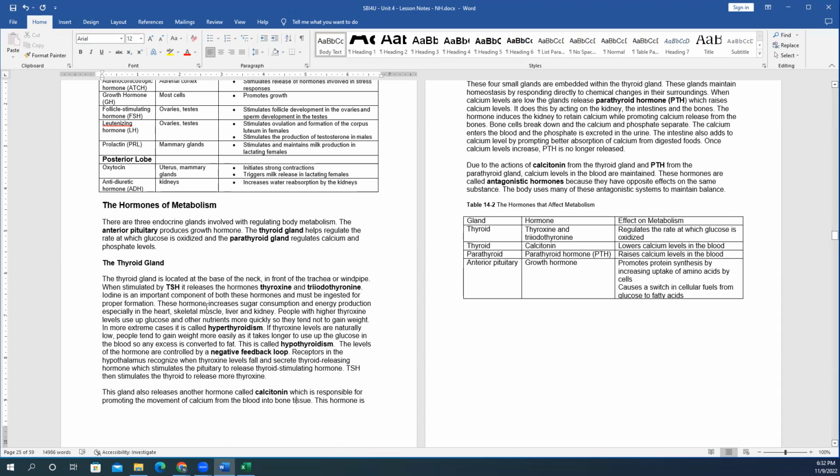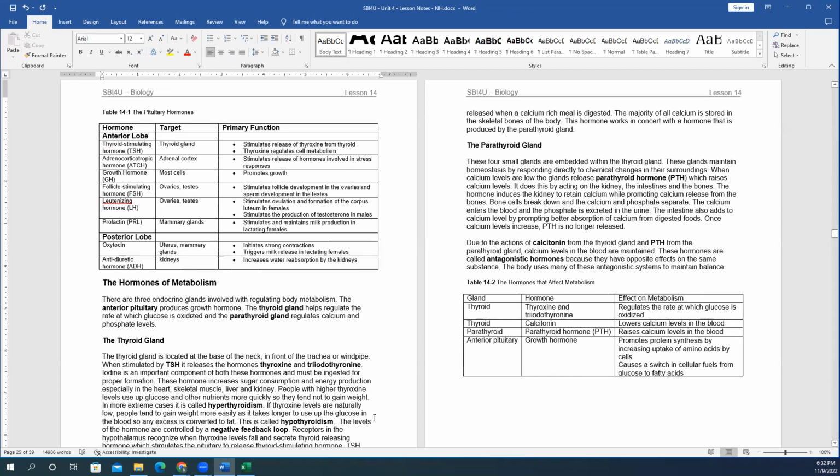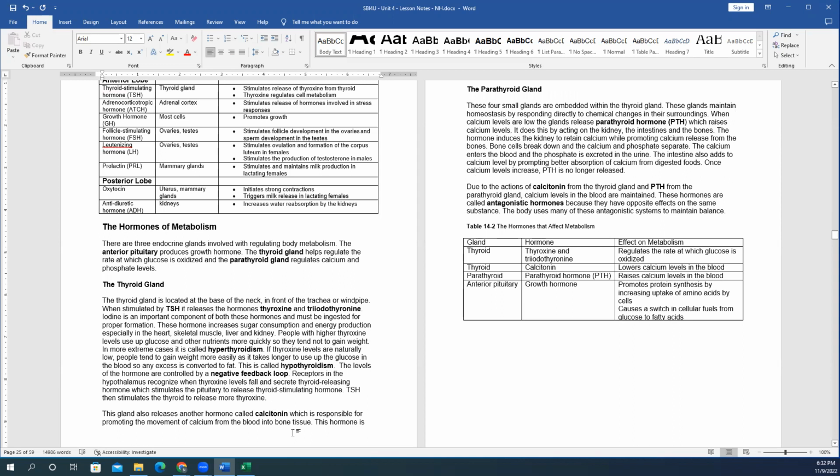The thyroid gland also releases another hormone called calcitonin, and calcitonin is responsible for mobilizing calcium stores from the blood into the bone tissue. This hormone gets released when you have eaten a calcium-rich meal and when you're digesting it. So you have a lot of calcium, which has been absorbed by your intestine and is in circulation in your blood. So this hormone calcitonin then allows calcium from your blood to enter into your bone.